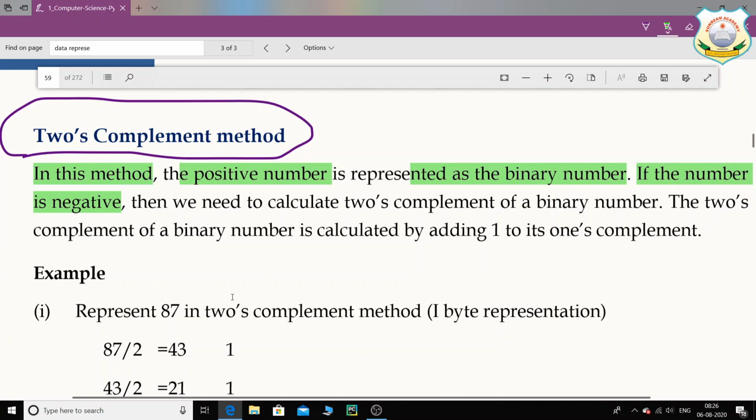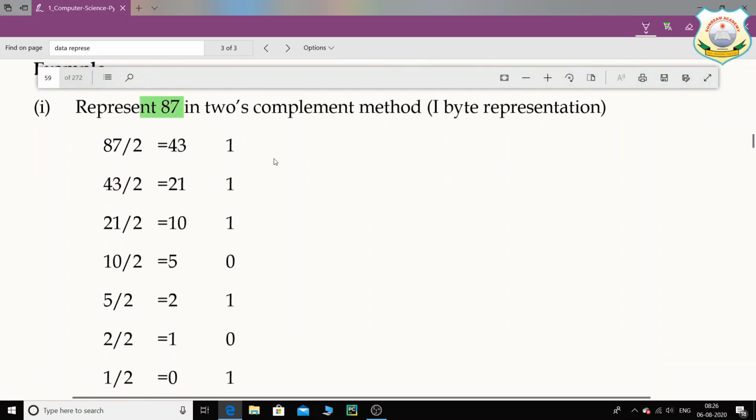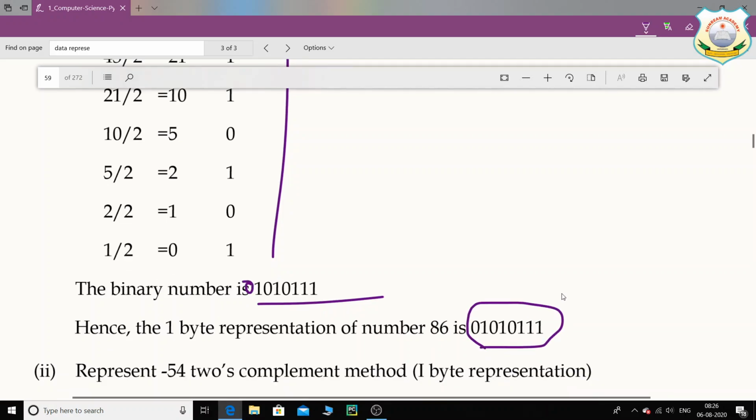If the number is negative, then either the magnitude method, or the ones complement, or the 2's complement. Then we need to calculate the 2's complement of the binary number. How are we going to do this? Let us take an example, that is 87. So that number got converted into a binary number, bottom to top approach, and this is the number. How many bits are these? That is 1, 2, 3, 4, 5, 6, and 7. So I need to add a 0 over here, isn't it? So you can see that's 8 bits, that is 1 byte representation.